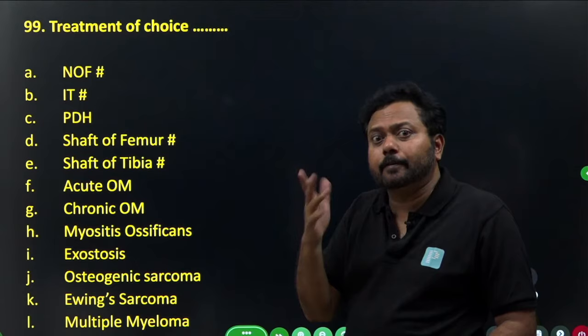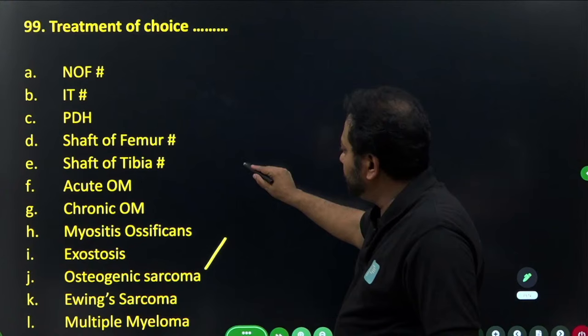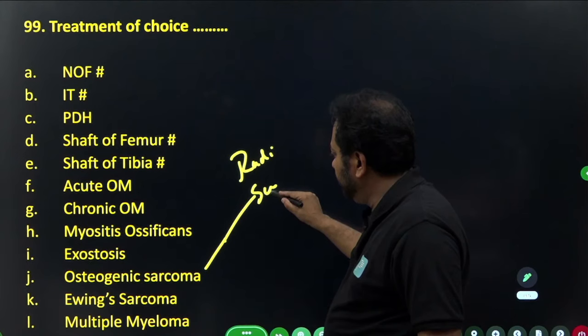Exostosis, excision with wall cauterization. Osteogenic sarcoma, surgery. But the new approach is telling: first give pre-op radiotherapy, then surgery, then post-op chemotherapy. So this is called a combined approach, also called sandwich therapy.